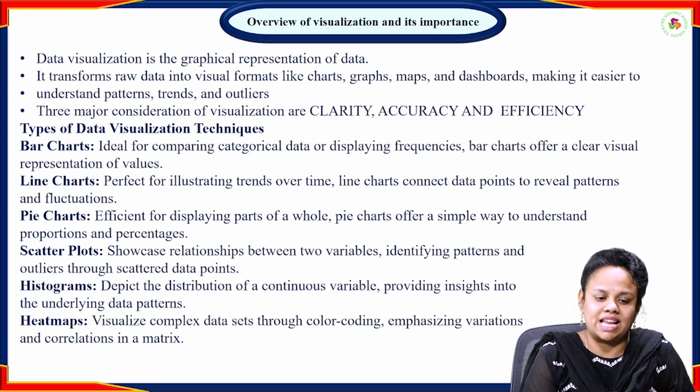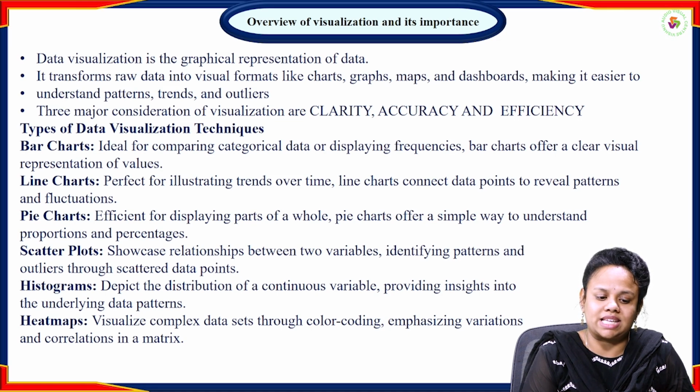The next is line chart. Perfect for illustrating trends over time. Line charts connect data points to reveal patterns and fluctuations. Next is pie charts. Efficient for displaying parts of a whole. Pie charts offer a simple way to understand proportions and percentages.